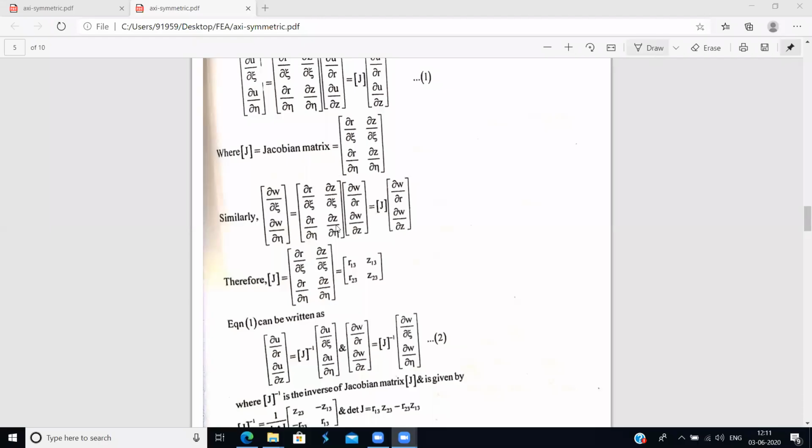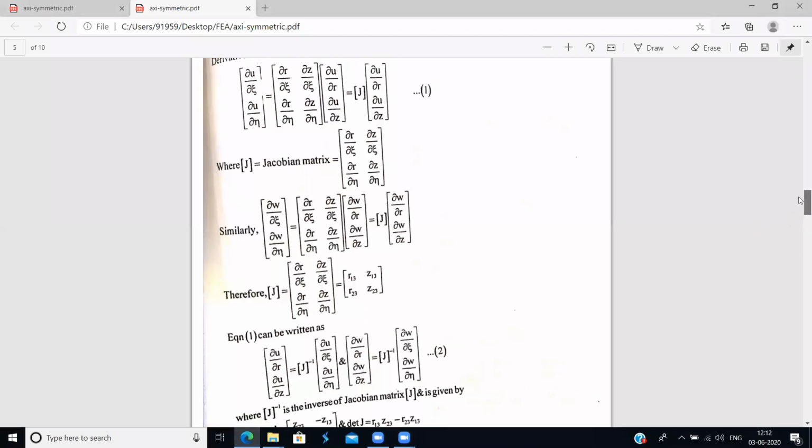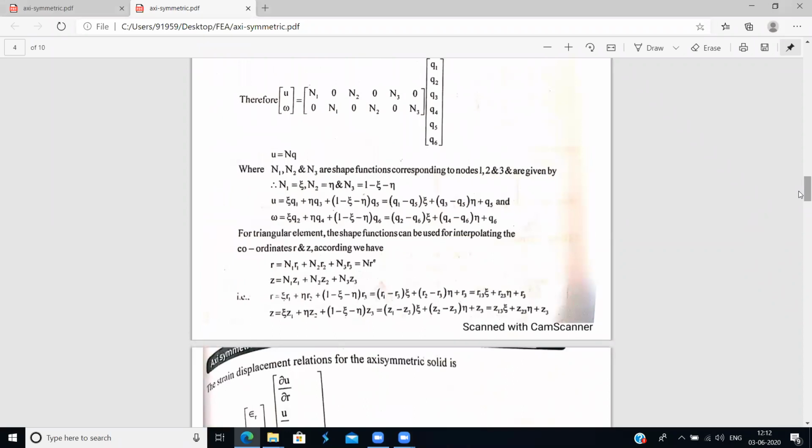So here this J is nothing but the Jacobian matrix, where the Jacobian matrix J is equal to ∂r/∂ζ, ∂z/∂ζ, ∂r/∂η, ∂z/∂η. If you see previously, in the previous step, we have the value of R and the value of Z.